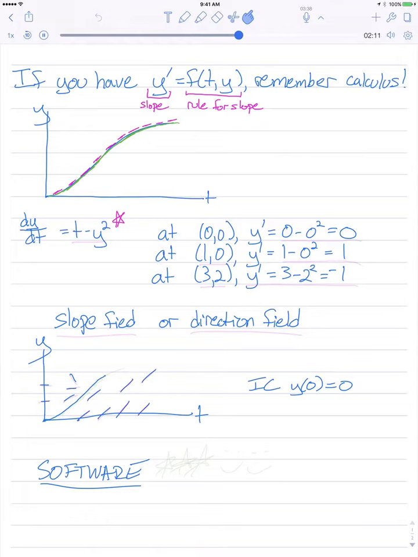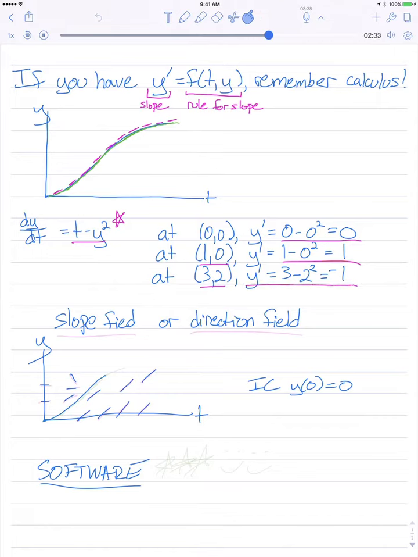Okay? So y prime is going to be t minus y squared. That's 0 minus 0 squared. That's 0. At (1, 0), when t is 1 and y equals 0, y prime is 1 minus 0 squared, that's 1. You can keep playing this game with any point you want. At (3, 2), y prime is 3 minus 2 squared, that's minus 1.